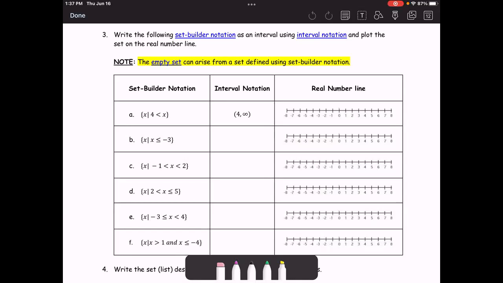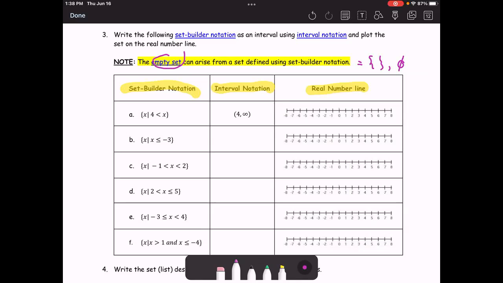In this example, we are going to write the following set builder notation in the first column as an interval using the interval notation in the second column and plot the set on the real number line in the third column. Note that the empty set can arise from a set defined using the set builder notation. The empty set is a set without any member. So we either use the curly brackets, open and close, with nothing in there, or the null set symbol.